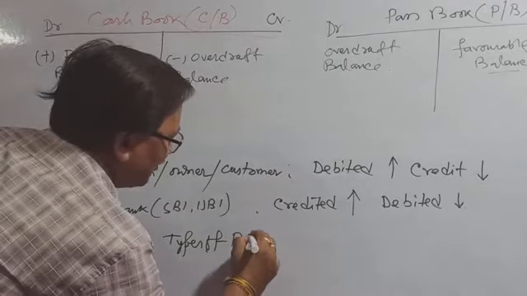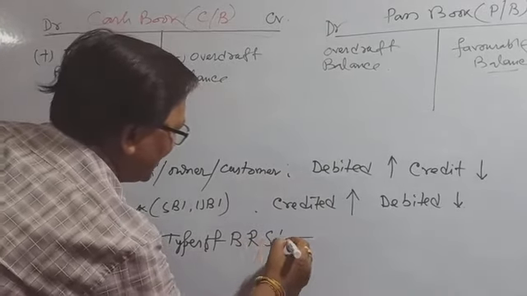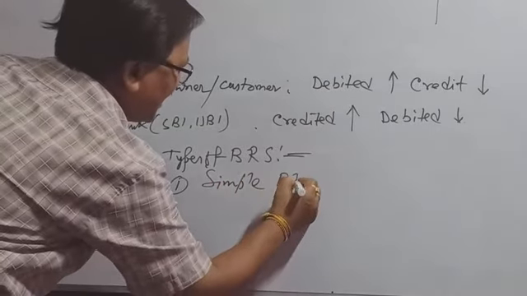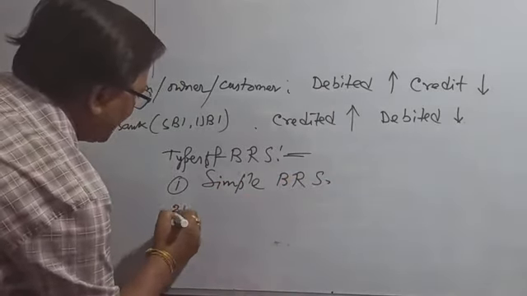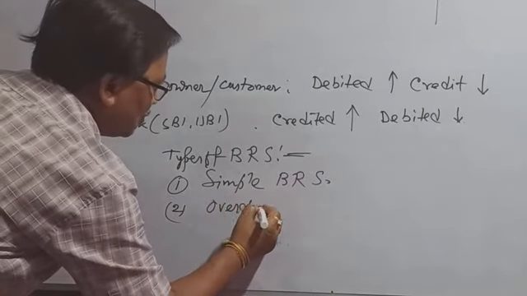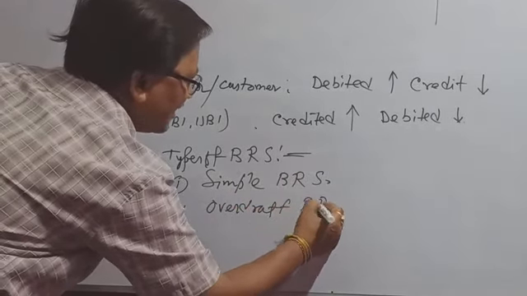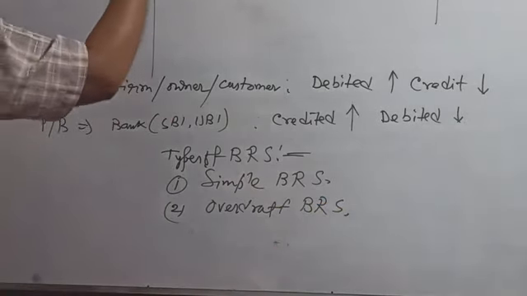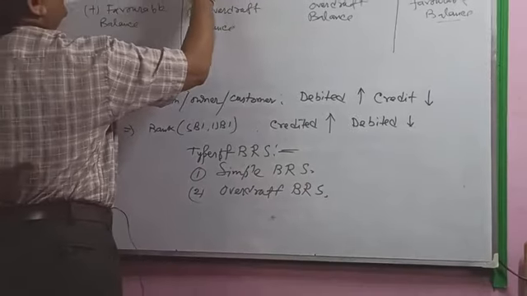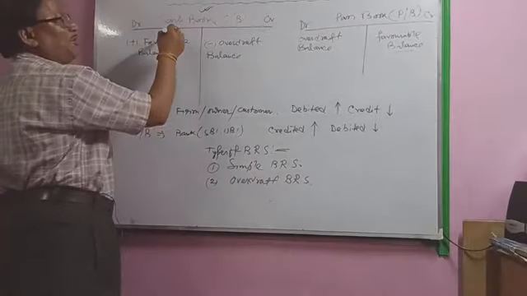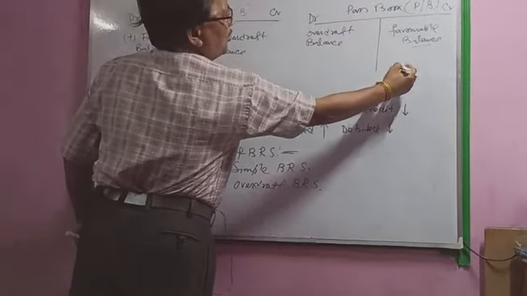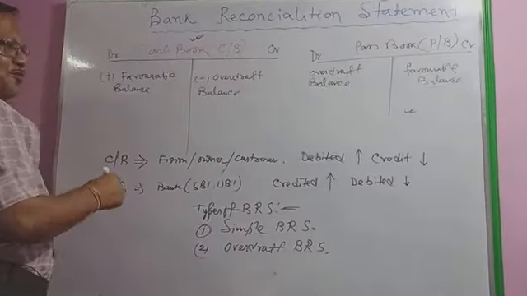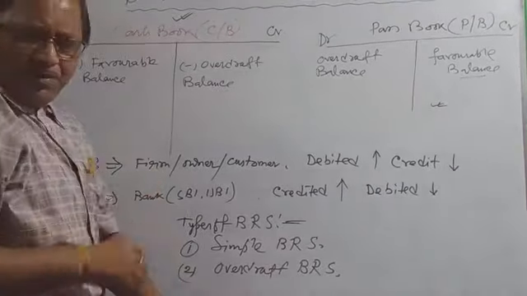Now, types of BRS. One is the simple BRS, that is the positive balance, and number two, the overdraft BRS, negative. Starting with the cash book balance given, the answer is the passbook balance; or if the passbook balance is given, the answer is the cash book balance. Say one example.